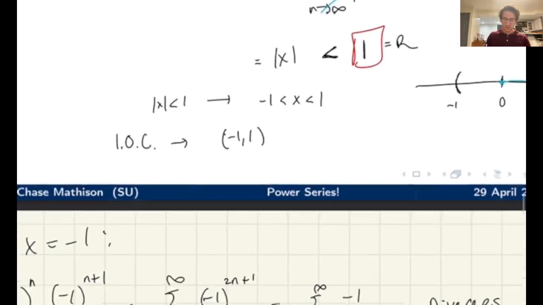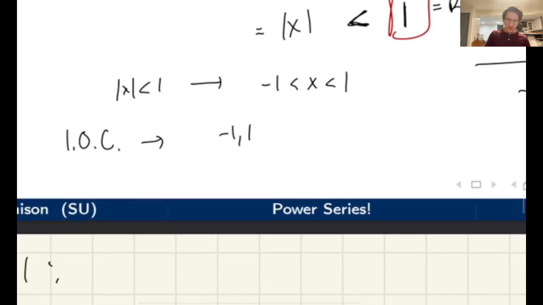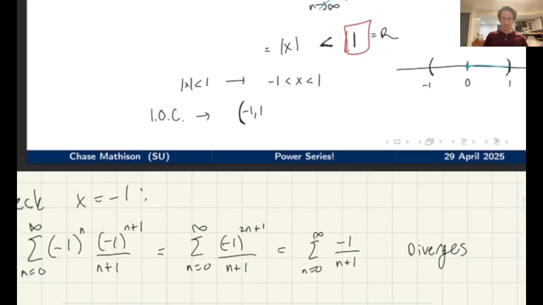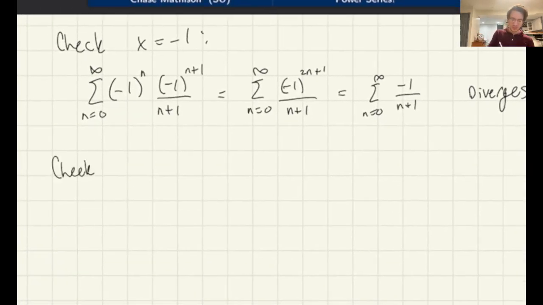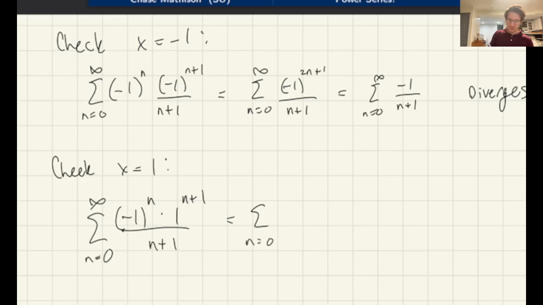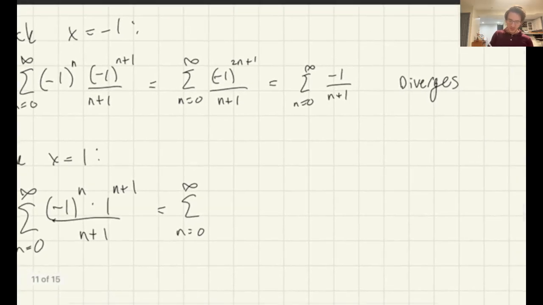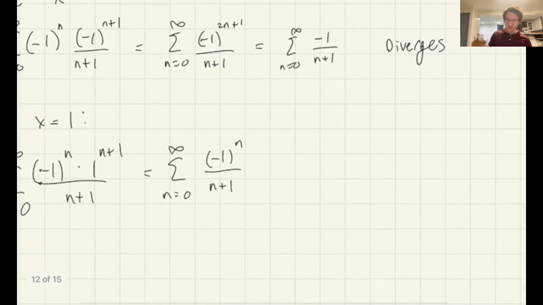So that tells me at x equals -1, let me get rid of these right here, I want to include a parenthesis, whatever it's called. Okay. Now we do the same thing at x equals +1, and then we're done. Check x equals +1. There, I'm looking at the sum n equals 0 to infinity of -1 to the n times 1 to the n plus 1 over n plus 1. This is the sum from 0 to infinity of, well, just -1 to the n over n plus 1. And this converges by the alternating series test.